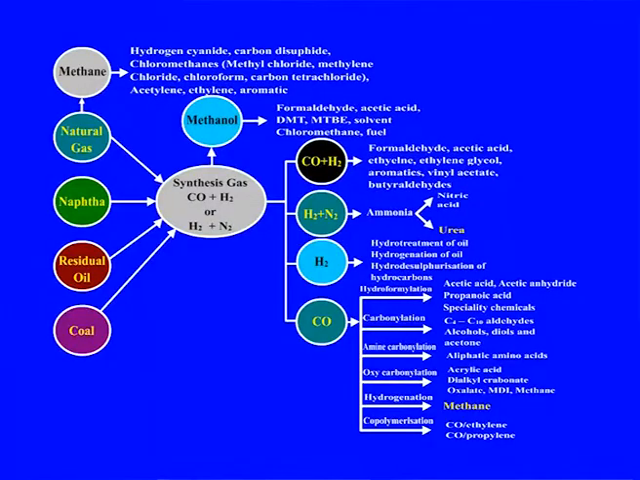Then the synthesis gas from hydrogen and nitrogen gives ammonia, and ammonia, as you know, has one of its major outlets as a nitrogenous fertilizer in the form of urea. Another use is nitric acid.